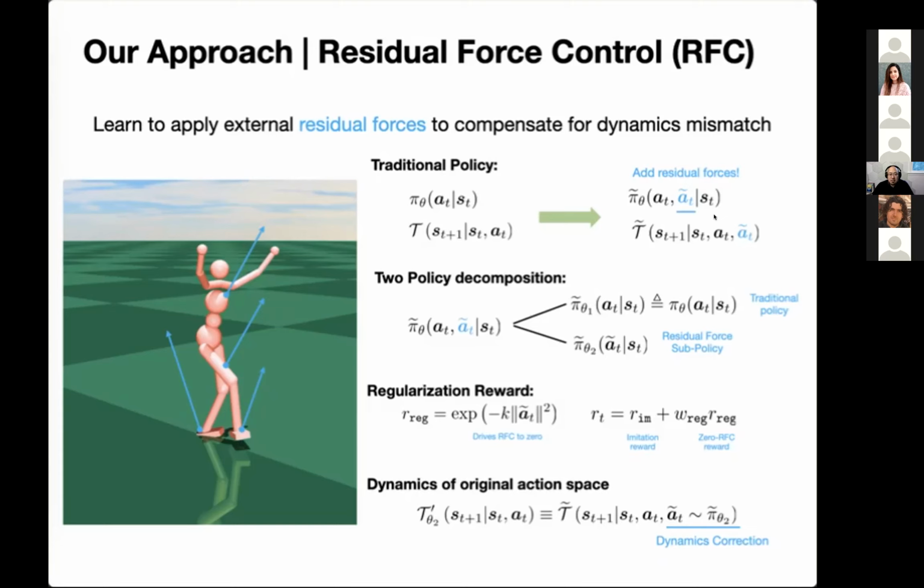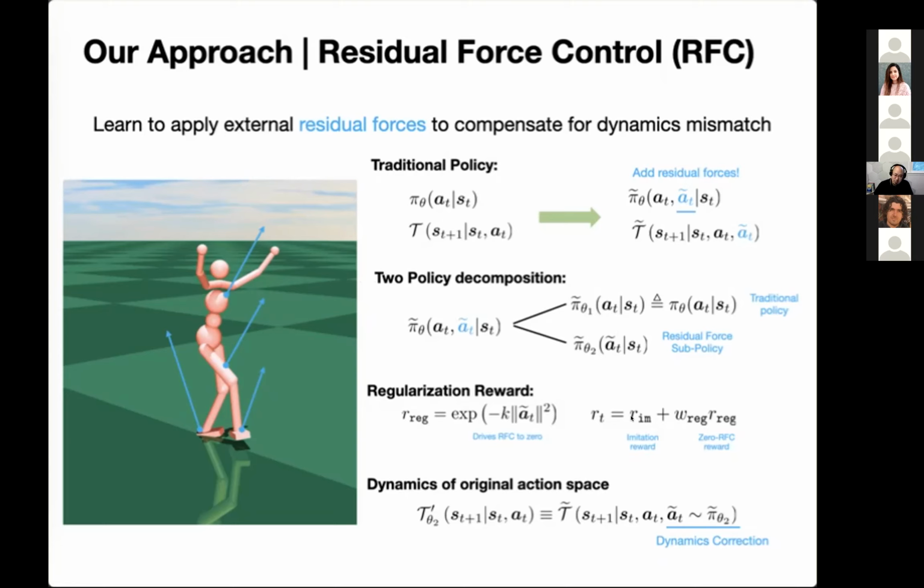This is also going to change the state transition dynamic. So now we have the actions that you can apply to the humanoid, and then these invisible residual forces. This leads to a new policy that you could think of as having two actions, or a higher dimensional action space. This policy can be decomposed into the traditional policy, which takes the current state and gives the action applied to the humanoid, and this residual force sub-policy, which is used to apply these invisible forces.